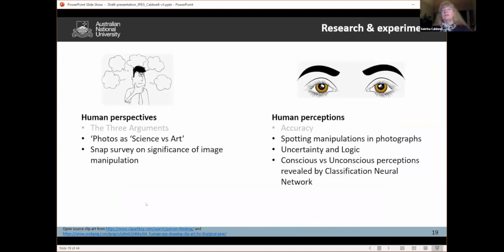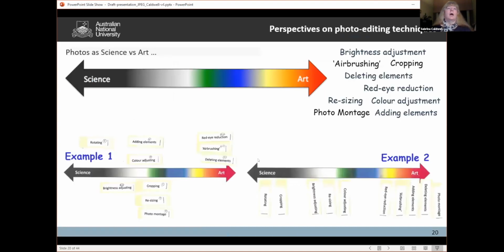So in my research, I looked at human perspectives and human perceptions. Now, in human perspectives, we've already talked about the 3 arguments that I mentioned just a moment ago. And we also sort of touched on accuracy in human perceptions when I was going through those initial photographs where we were determining whether or not they had been changed or not. So moving on into the perspectives that we haven't covered, I have done this experiment with a number of groups, which is basically to take 10 different photo editing techniques and give them an A3 piece of paper with this ribbon printed on it that says science on one end and art on another.